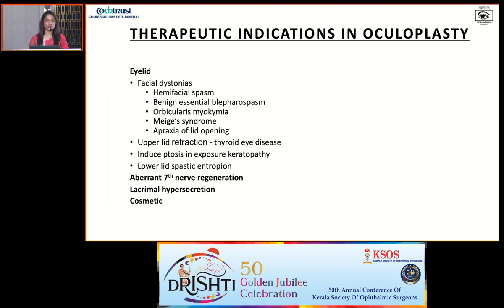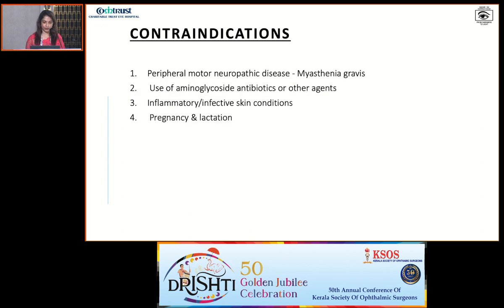The other indications would be upper lid retraction, such as in thyroid eye disease, and in exposure keratopathy, lower lid spastic entropion, and aberrant seventh nerve regeneration, where the patient usually complains of epiphora, in which case botulinum toxin will be very useful. Similarly, lacrimal hypersecretion due to various causes such as punctal stenosis, canalicular block, etc. And of course, cosmetic purposes.